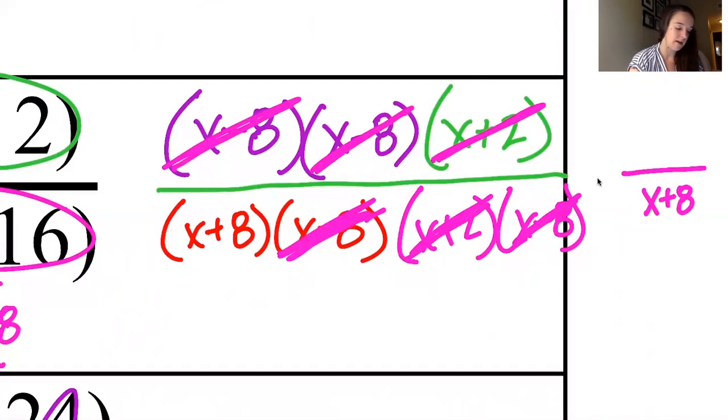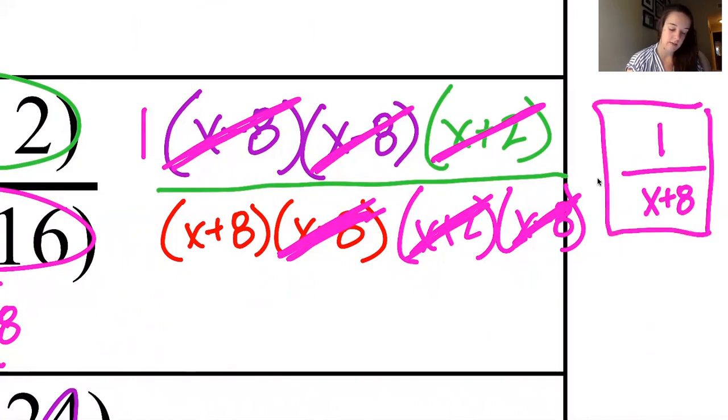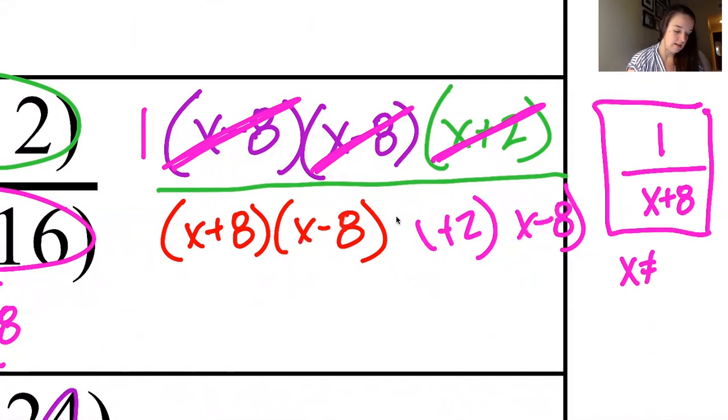And since there's nothing up there, I have that imaginary one. As always, imaginary one goes here. This would be my answer for that one. I need to put my excluded values. So I need to go back and look at everything that was on the bottom. So I might even like erase this a little bit just so I can see.